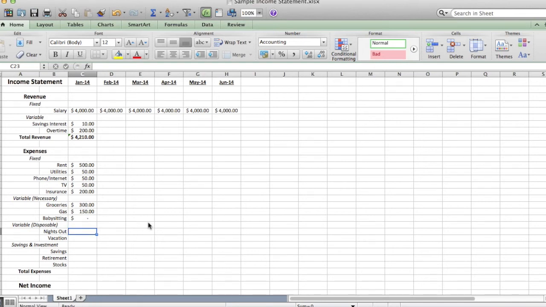The third category that I've set out for expenses are variable, but they are disposable. Disposable income is the term that economists use to describe money that you can spend pretty much however you want. It's the money that's left over after you have brought in all of your salary and your income and you have paid all of the things that you have to pay, which would be these 2 categories right here.